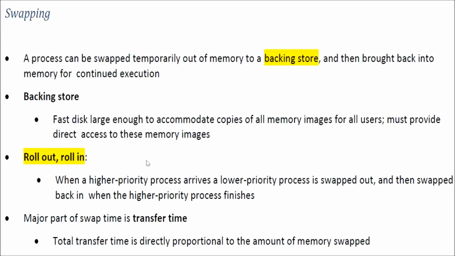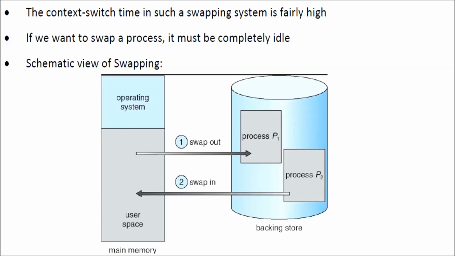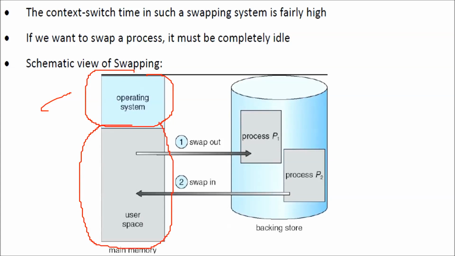Then we have swapping. I'll show you the diagram first. This is swapping. Simple swapping is, this is your main memory. Some place is taken by the operating system. Another place is used by the user space. This is your space.